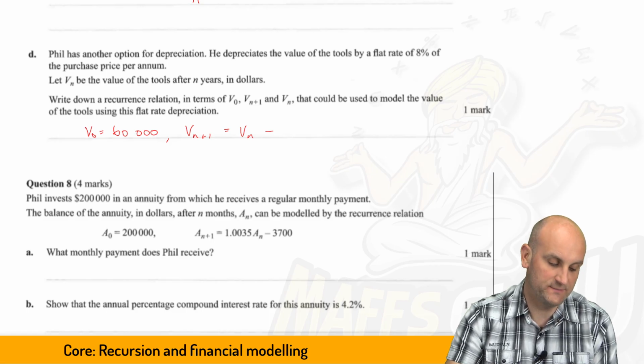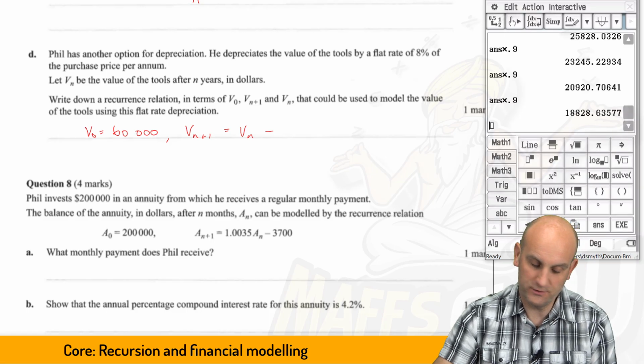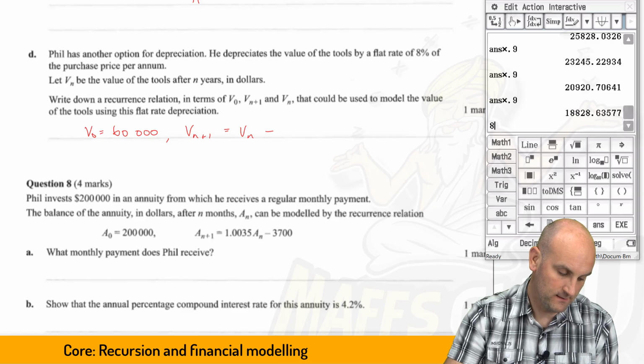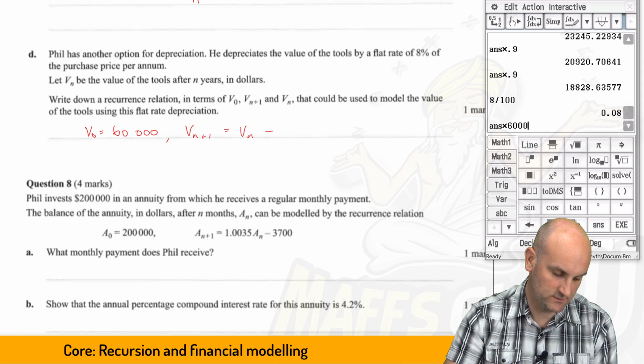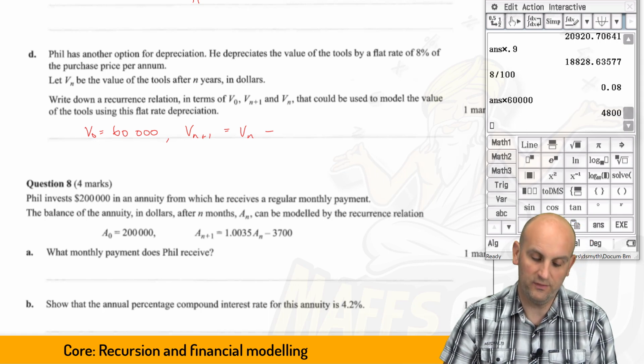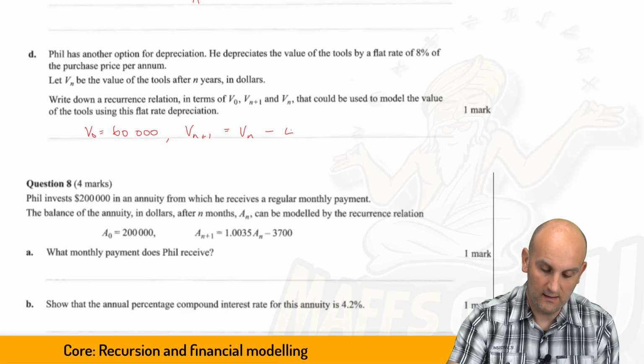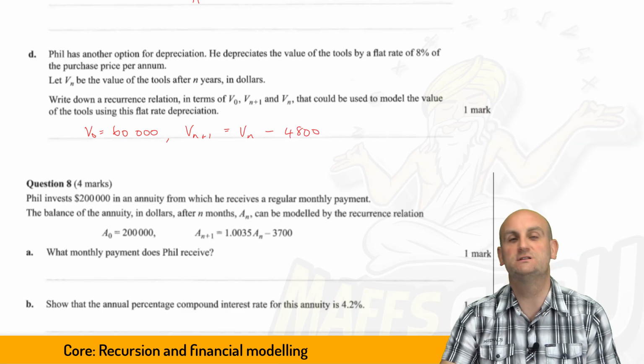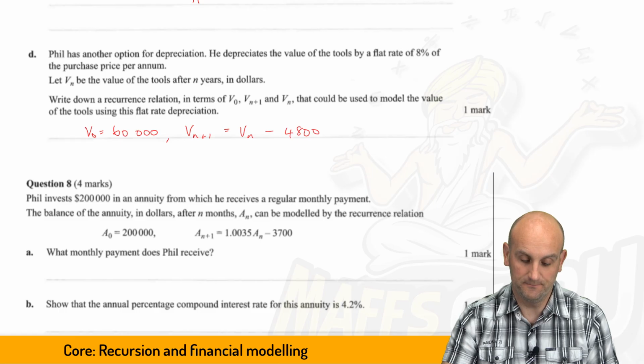So 8 divided by 100 and times that by 60,000, and that gives me $4,800. So each year, that's going to reduce by $4,800.